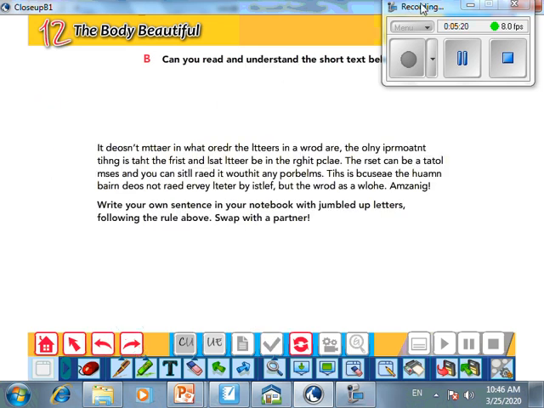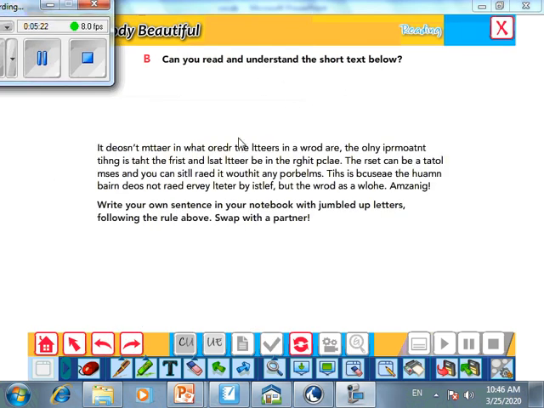amazing. Can you read and understand the short text below? Try to read with me. It doesn't matter in what order the letters in a word are. The only important thing is that the first and the last letter be in the right place. The rest can be a total mess, and you can still read it without any problems.